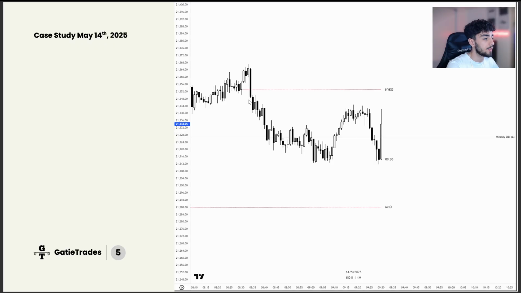So this is a case study from yesterday. You guys know I don't like to do, this is literally from yesterday. So we have the 9:30 opening price marked out right here. We have the 8:30 open higher, and we're above the midnight opening.